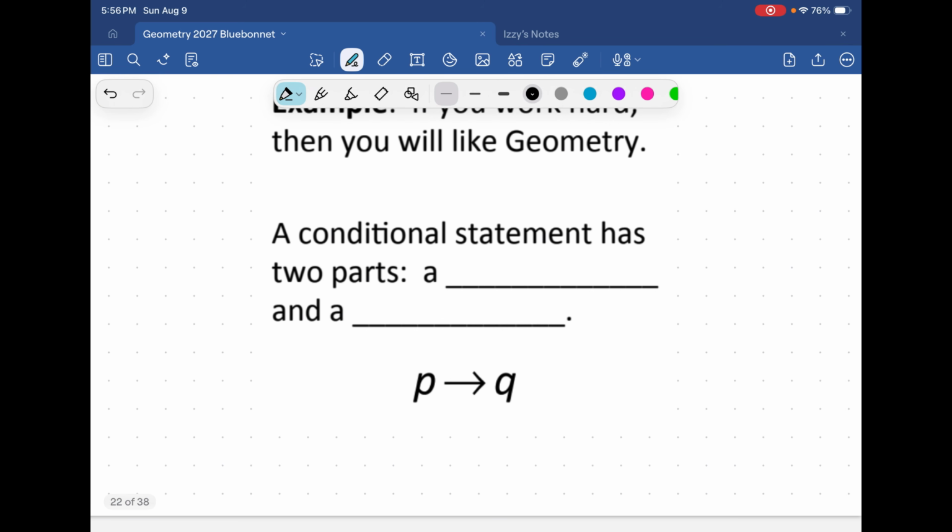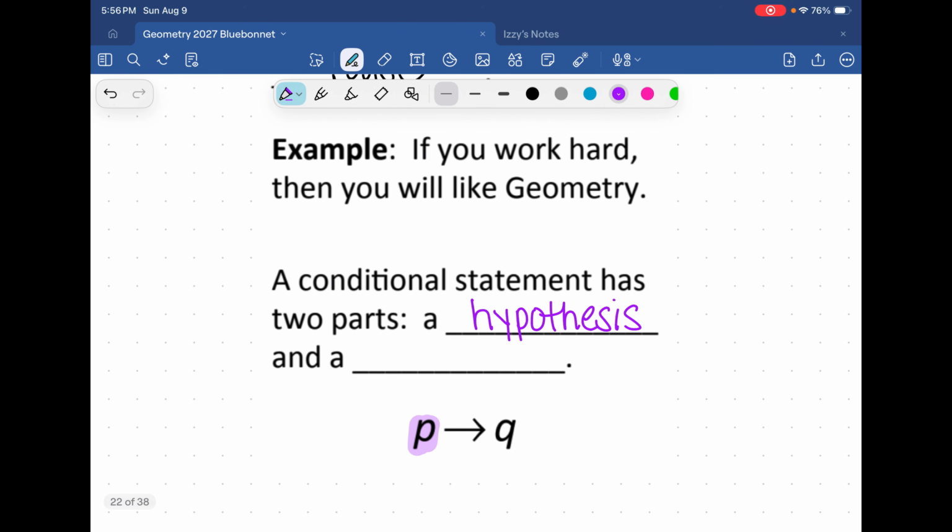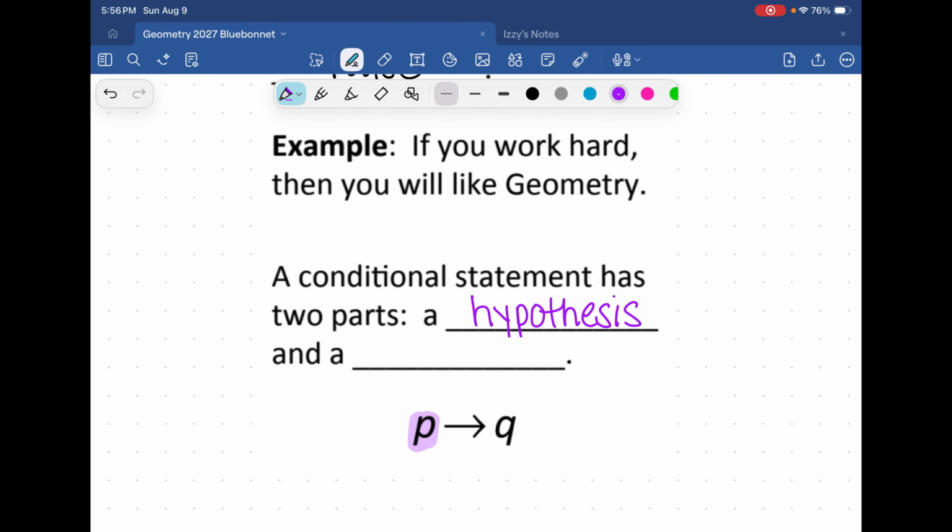A conditional statement has what is called a hypothesis. This is the if part of the statement. The hypothesis is the if part of the statement. So the word if is going to identify the hypothesis for you. I like to circle it, and then the words after it are the hypothesis. So you work hard would be considered the hypothesis. However, if you do say if you work hard is the hypothesis, I would give credit for that.